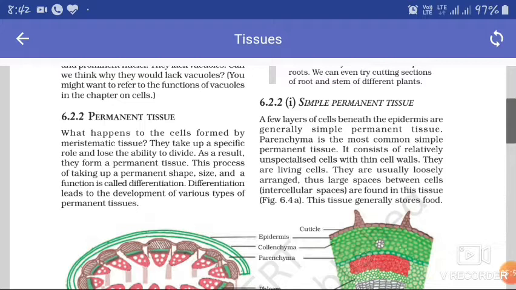It consists of relatively unspecialized cells with thin cell walls. They are living cells. They are usually loosely arranged. Thus, large spaces between cells, intercellular spaces, are found in this tissue. This tissue generally stores food.